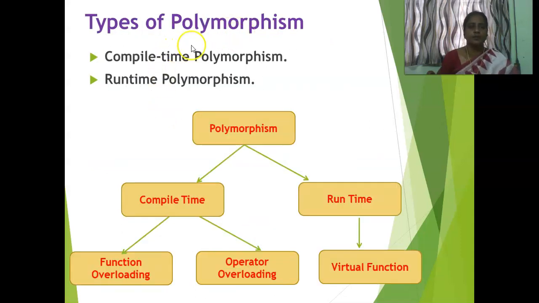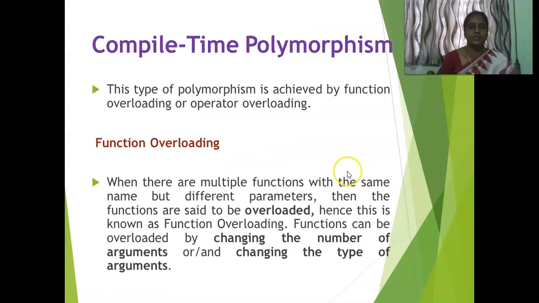The types of polymorphism are compile time polymorphism and runtime polymorphism. Examples for compile time polymorphism are function overloading and operator overloading. Virtual function is an example for runtime polymorphism. In this session, we are going to see the function overloading concept with an example program.